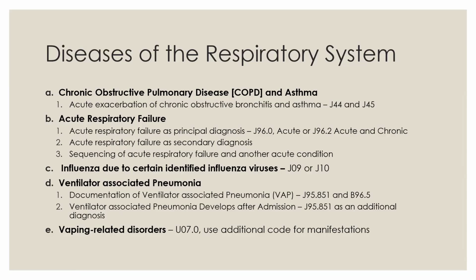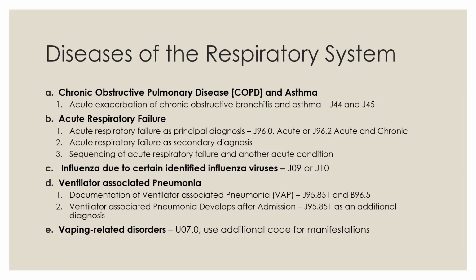If the provider records suspected or possible or probable avian flu or novel influenza or other identified influenza, then the appropriate influenza code from category J11 for influenza due to unidentified influenza virus should be assigned. A code from category J09 for influenza due to certain identified influenza viruses should not be assigned, nor should a code from category J10 for influenza due to other identified influenza virus.